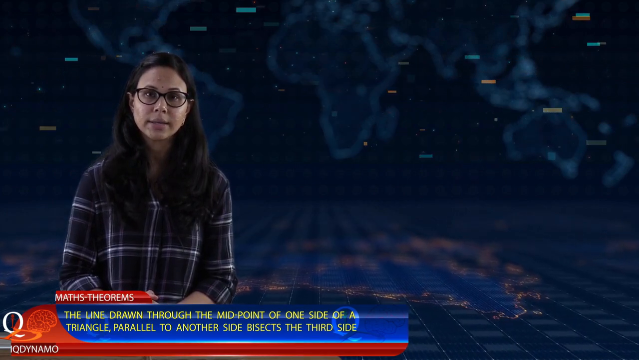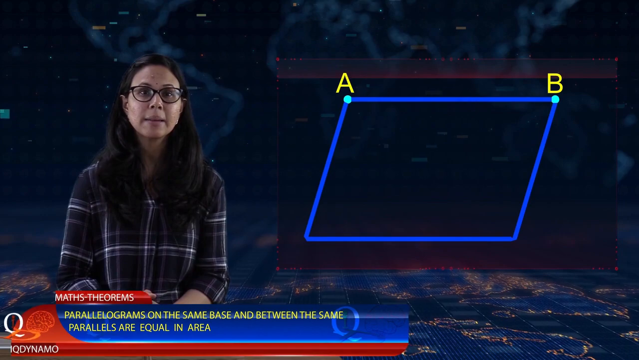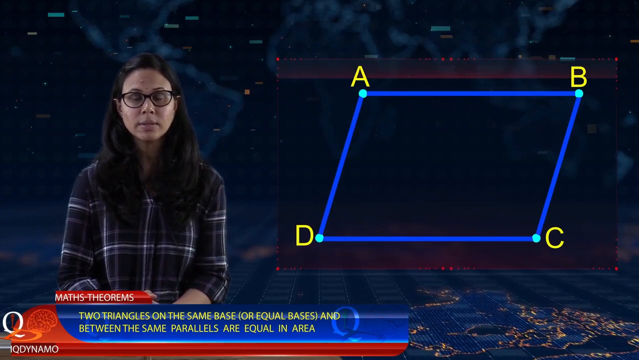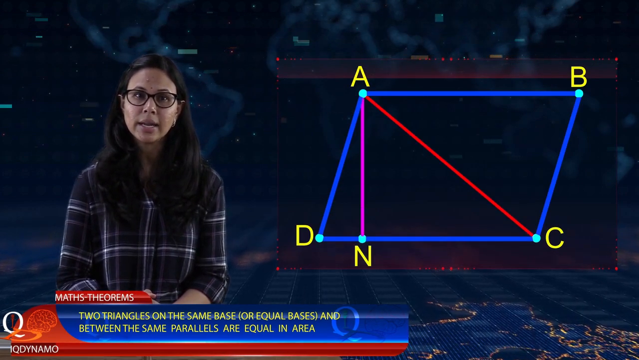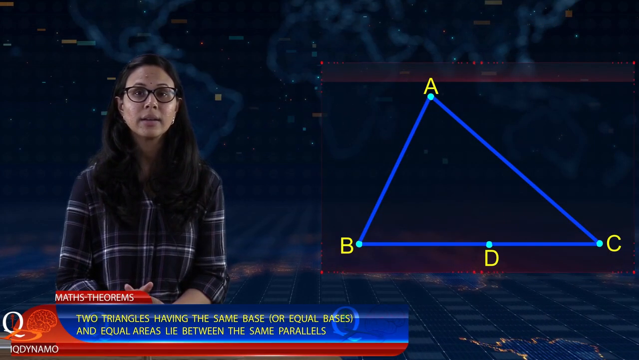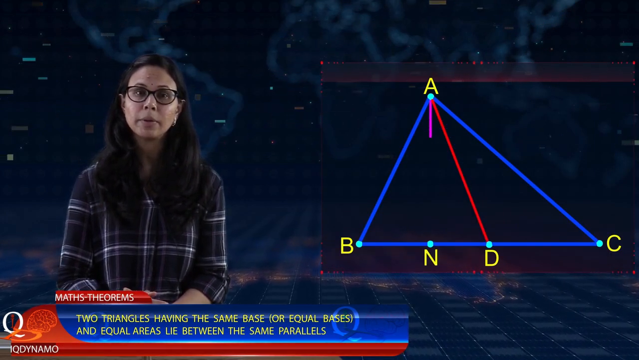bisects the third side. Parallelograms on the same base and between the same parallels are equal in area. Two triangles on the same base and between the same parallels are equal in area. Two triangles having the same base and equal area lie between the same parallels.